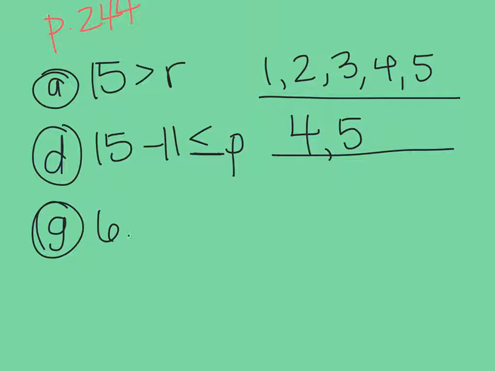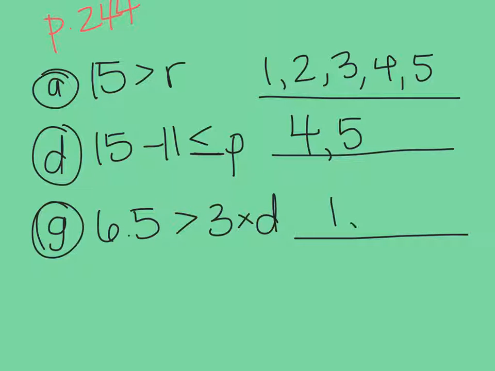We have 6.5 is greater than 3 times D. Now we could get really fancy and get into decimals and fractions, but I already know that 3 times 1 would give me 3, which is less than my original number, 6.5. So I'm going to write down 1. It could be 1. Now 3 times 2 equals 6, and 6.5 is greater than 6, so that would work. It could also be 0. And then again, if you wanted to get a little fancier, you could use fractions or decimals as well.